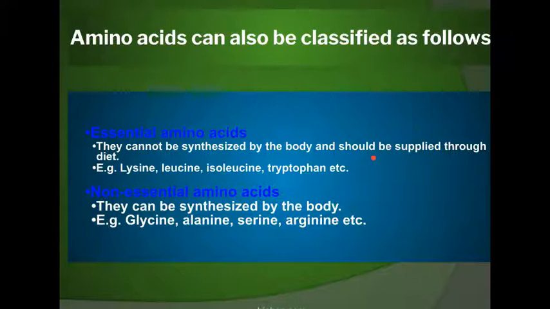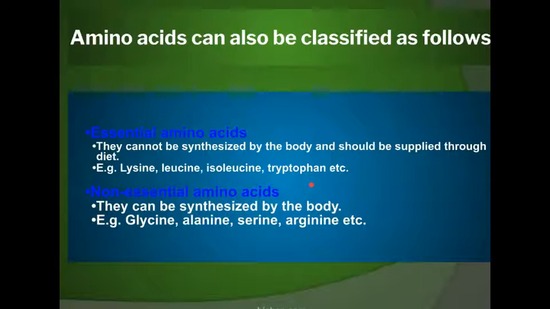Another classification is whether they are essential or not. Essential means they cannot be synthesized by your body. Because your body is not synthesizing them, obviously you have to take them from an outside source. These include lysine, leucine, isoleucine, tryptophan, and some other amino acids. Then we have the non-essential ones.